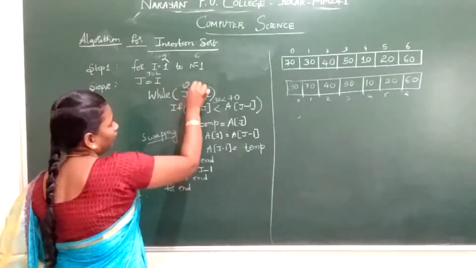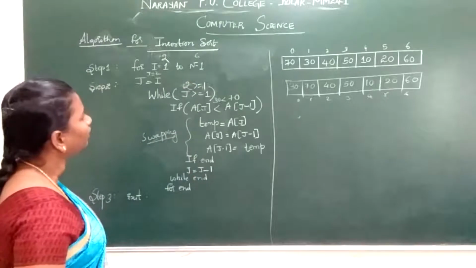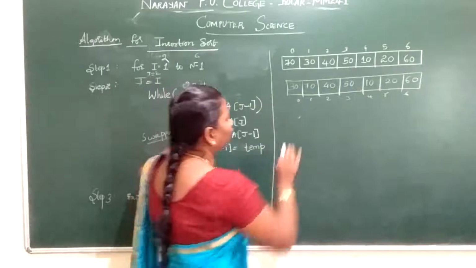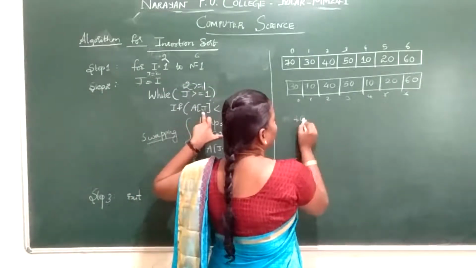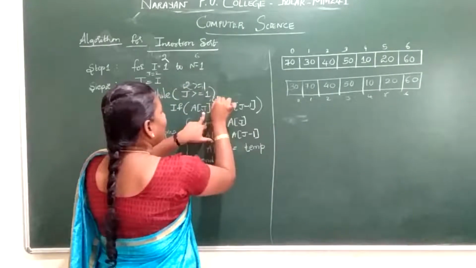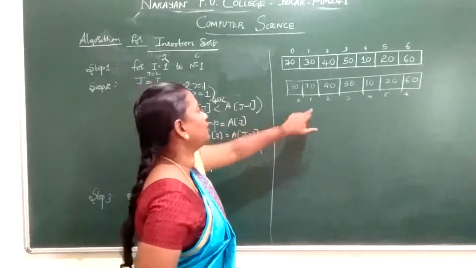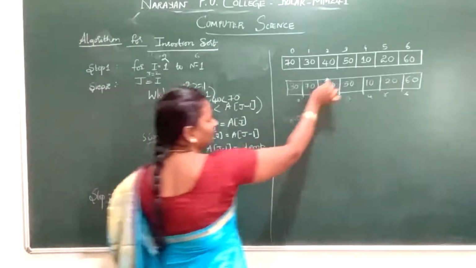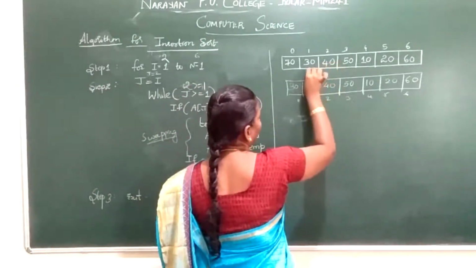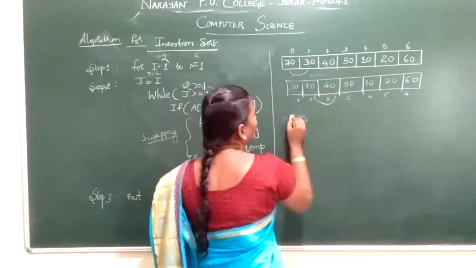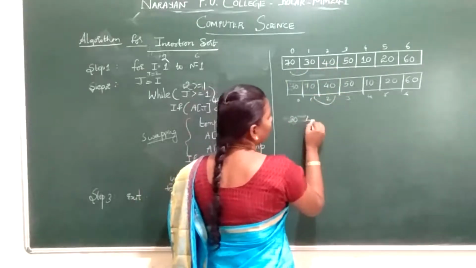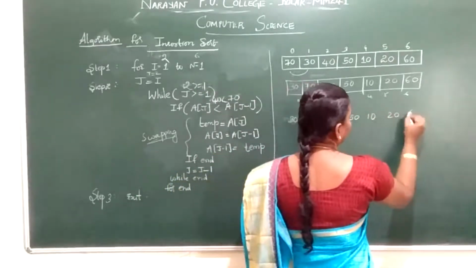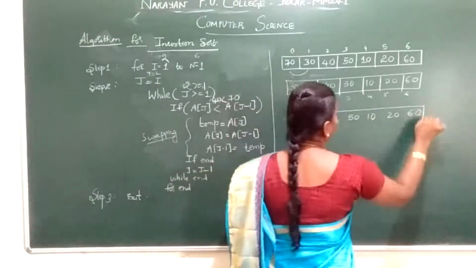So is 2 greater than or equal to 1? Yes. Now what is a of j? That is a of 2, which is 40. Is 40 less than a of 1, which is 70? Yes, the condition is satisfied, so again we swap. First the swapping took place here, now again I will be swapping. 30 we will not touch, it stays as it is. The array becomes 30, 40, 70, 50, 10, 20, 60. Okay, this is your swapping.